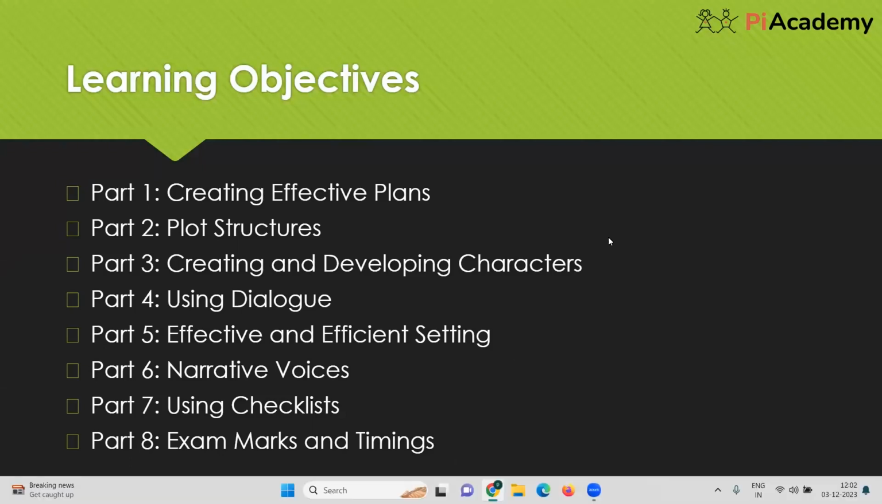So without further ado, let me talk us through the little plan for today. We're starting off by talking about creating effective plans. We're also going to be doing plot structures, discussing what different plot structures involve. We'll think about how to create and develop a character. We'll be talking about using dialogue. We will be doing some discussion of creating effective and efficient setting. We'll just be discussing narrative voices. We'll be talking about using checklists, and then we'll talk about exam marks and timings.